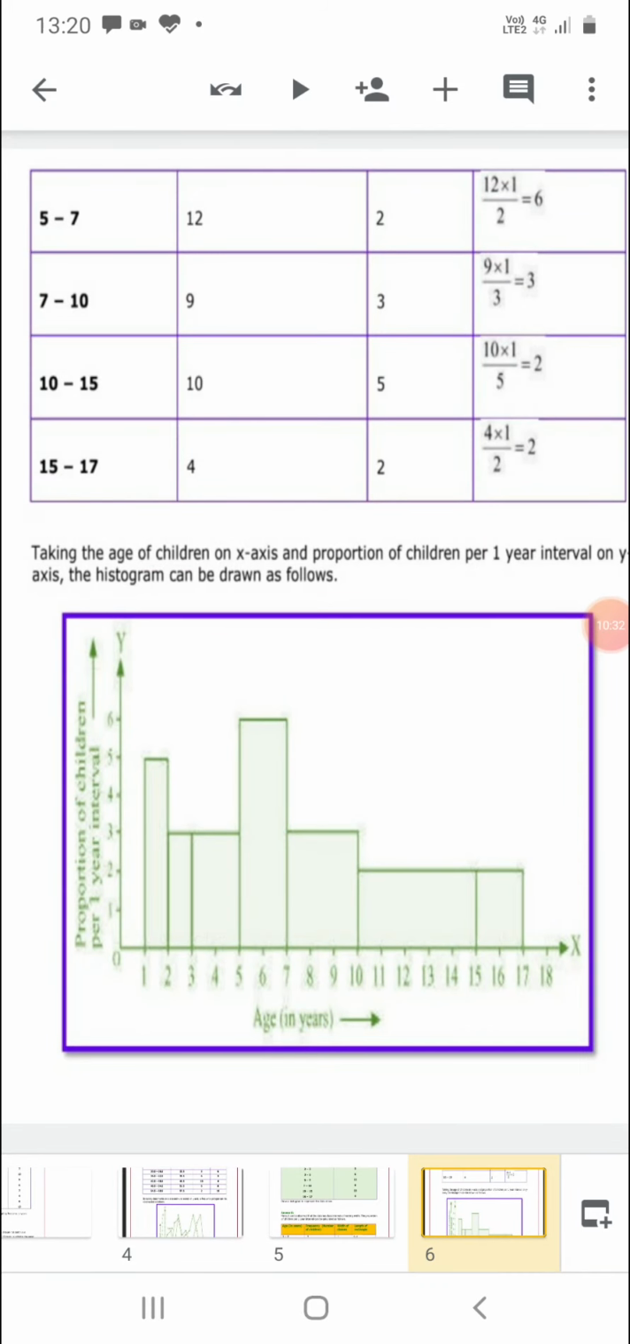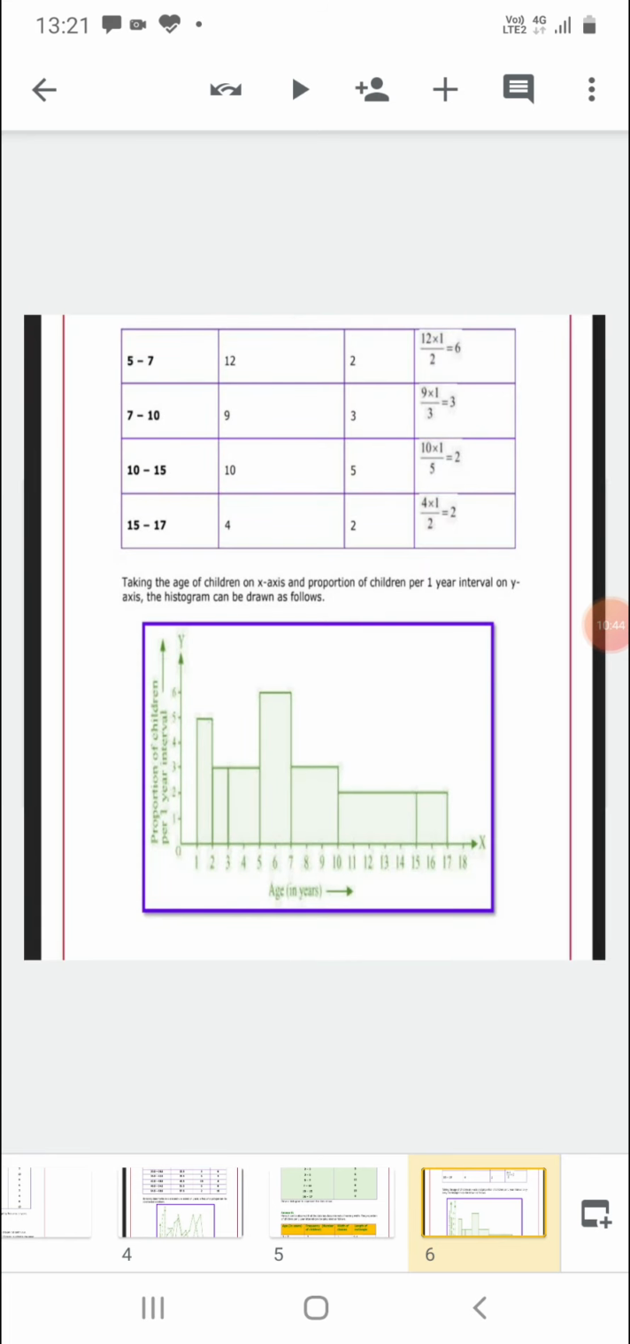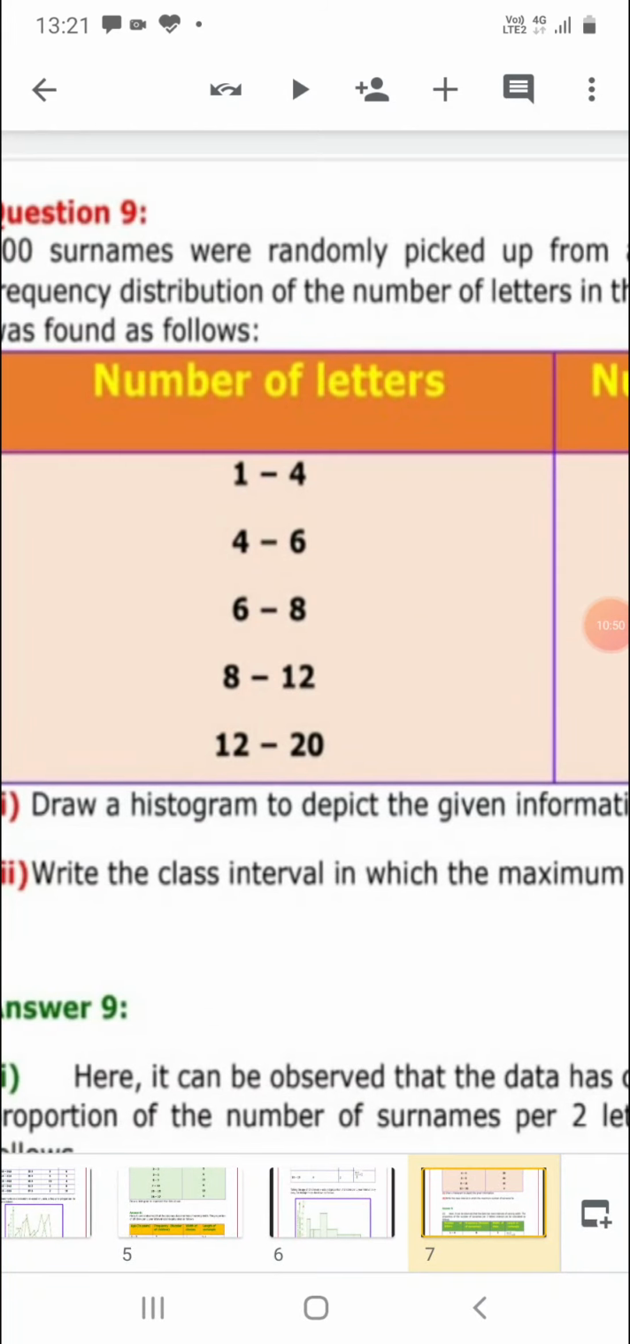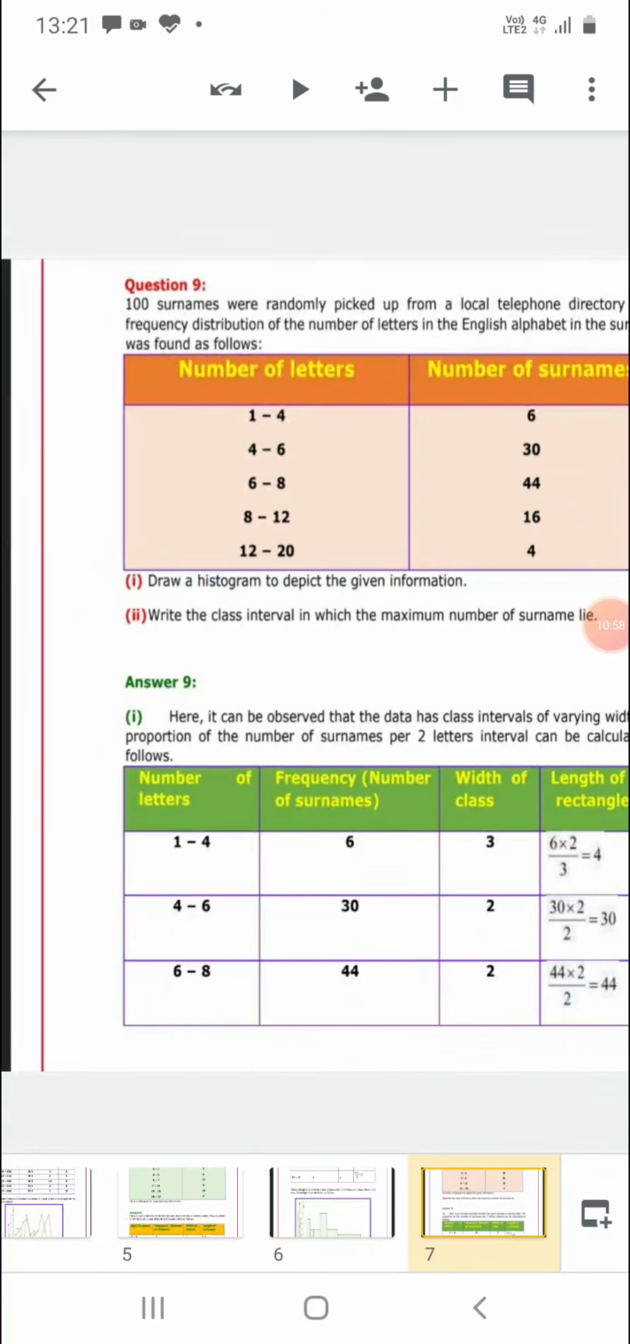And now on x-axis we'll take age in years, and on y-axis we'll take proportion of children. So we'll represent the graph in this way. So similar is the next question. Try this question yourself. Again the class width is not same. 4 minus 1 is 3. 6 minus 4 is 2. Different class size. So again the question is done in the same way.